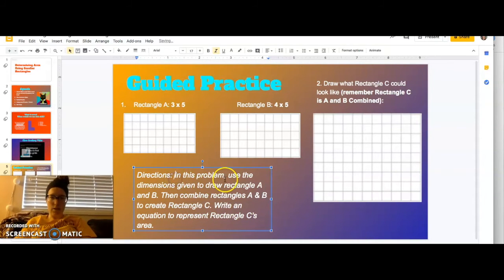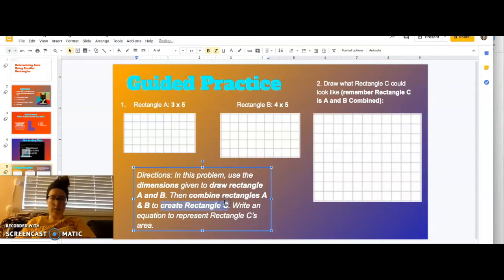Okay, so I'm going to use the dimensions to draw rectangle A and B. Then I have to combine rectangles A and B to create rectangle C. Then I'm going to write an equation, right? I can't forget to show my work to represent rectangle C's area.